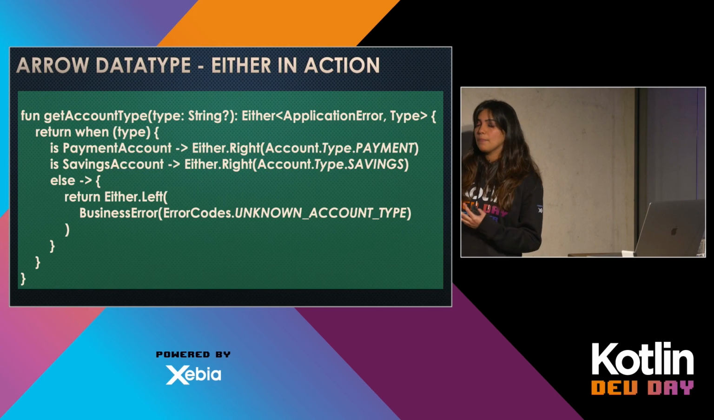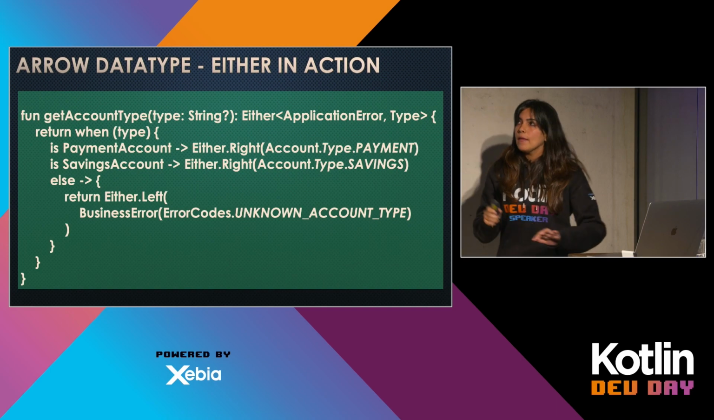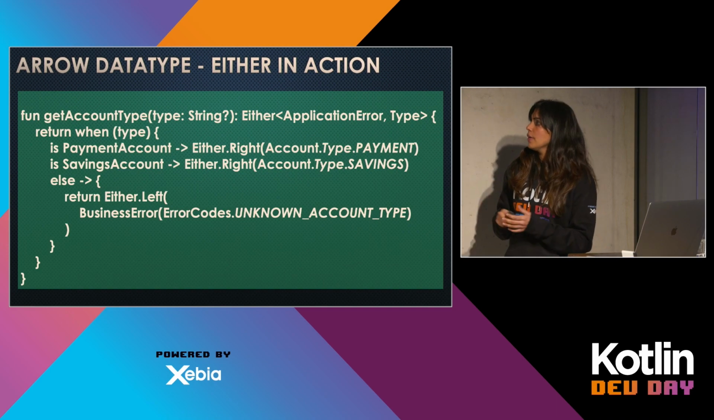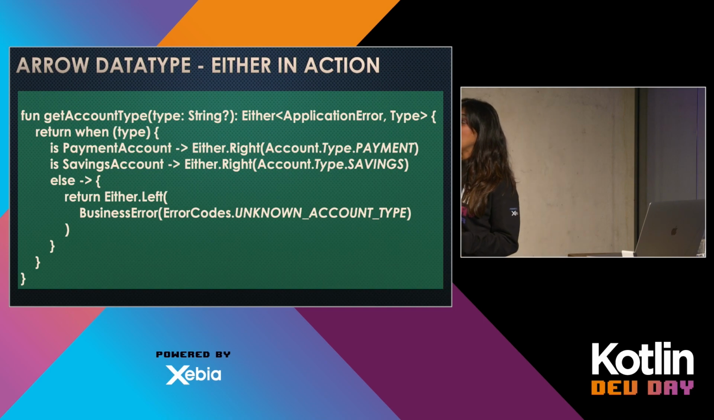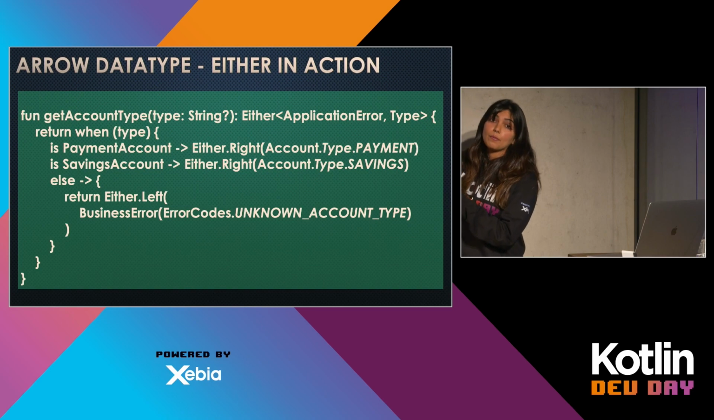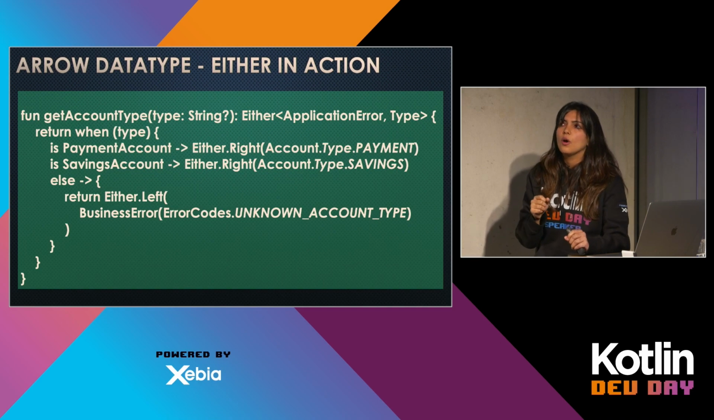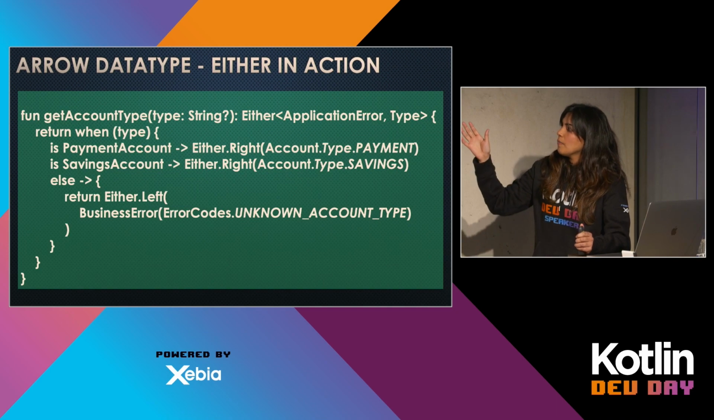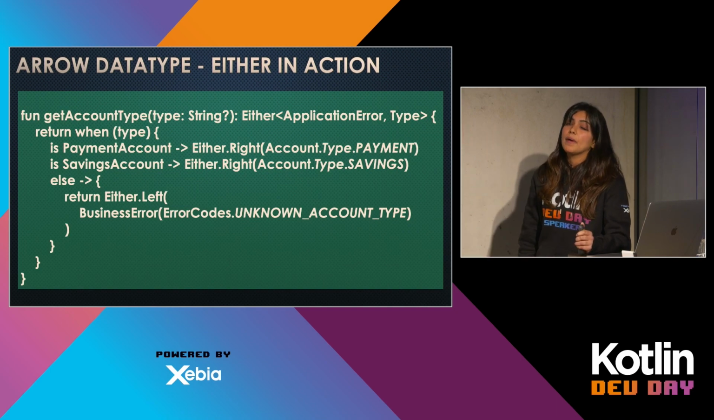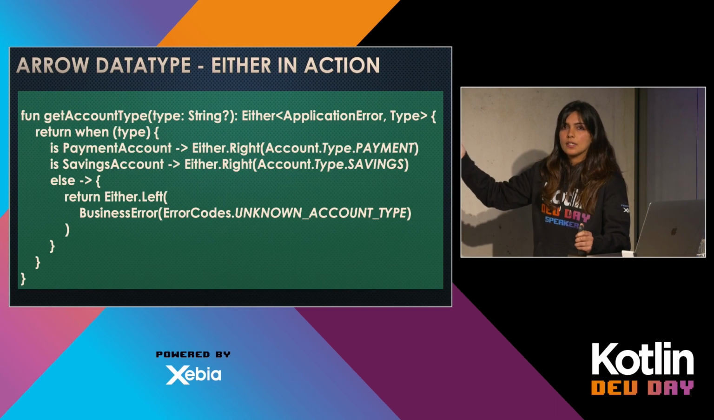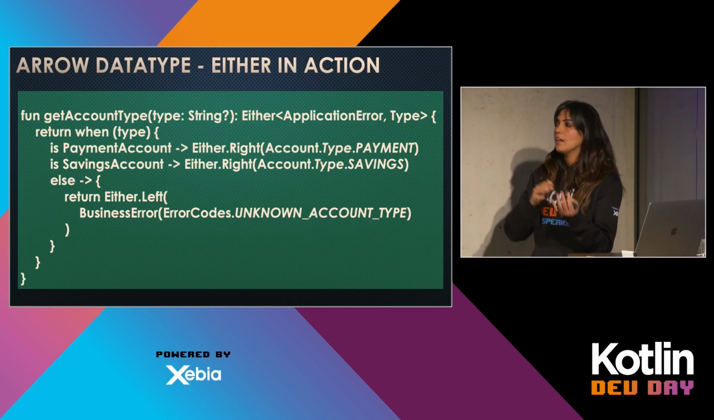So we wrap our error object, a business error in this case, the unknown account type, in Either.left. Now, an important thing to note here is that the return type of the function is Either, with the application error on the left side and the correct value, which is the account type, on the right side. If you have noticed, it's quite similar to what we did with the sealed class. The only difference is that the implementation is provided by Arrow. So you're basically wrapping your success and error scenarios in the right and the left part of Either.